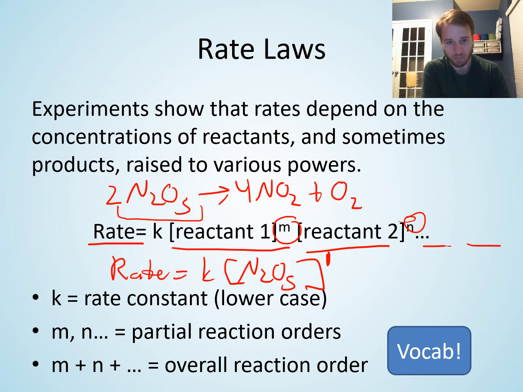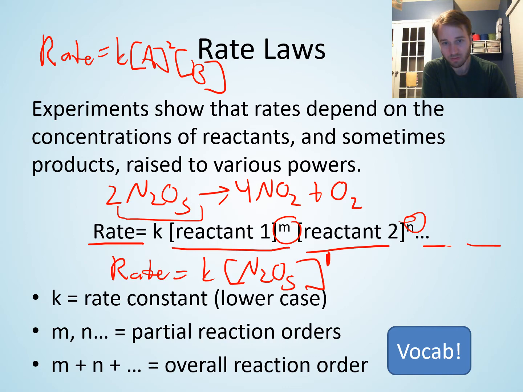If I had multiple reactants, let's say I had a rate law k A squared B, I'd say the order of the reaction with respect to A is 2, and the order of the reaction with respect to B is 1. The order of A is 2, the order of B is 1, and the overall order for this example would be 3.